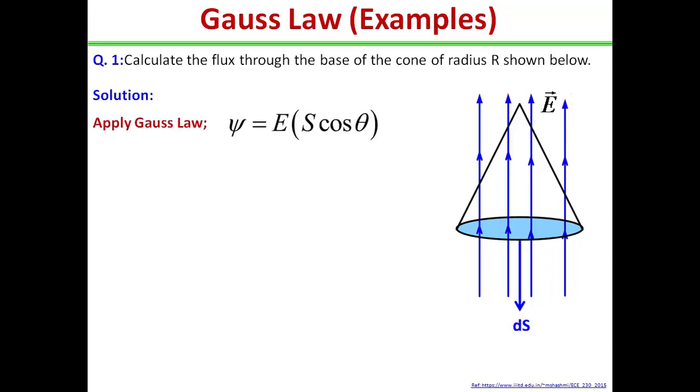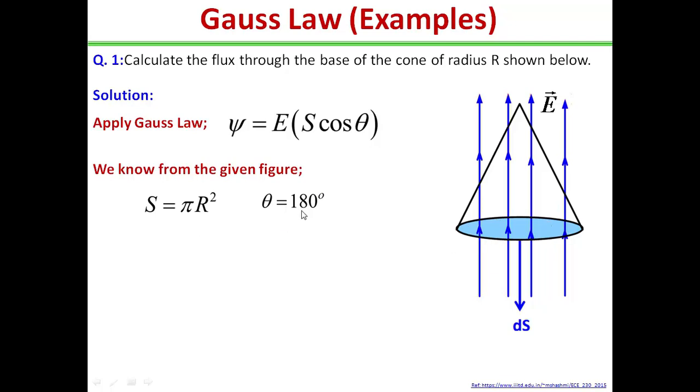According to the Gauss law, we know that flux is equal to E S cos theta, where E is the electric field, S is the surface area and theta is the angle between the electric field and the surface area. So let us understand what is E, what is S and what is theta. From this figure we know that the surface area through which the electric field lines are passing is basically pi r square, if the radius of this base is r.